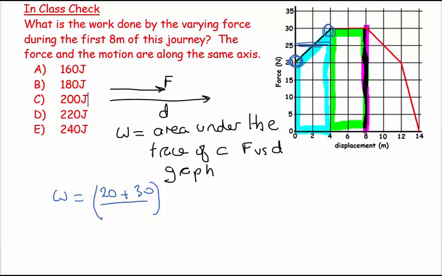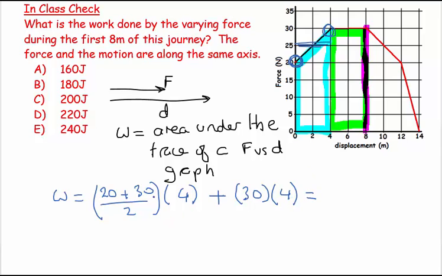The average of the heights has a 2 in it. Now I'm going to multiply it by my width. And my width is from 0 to 4, which is 4. Added to, now I'm on the green bit, and it's a rectangle, so it's just the height, which is constant, multiplied by its width, which is 8 minus 4, which is 4.